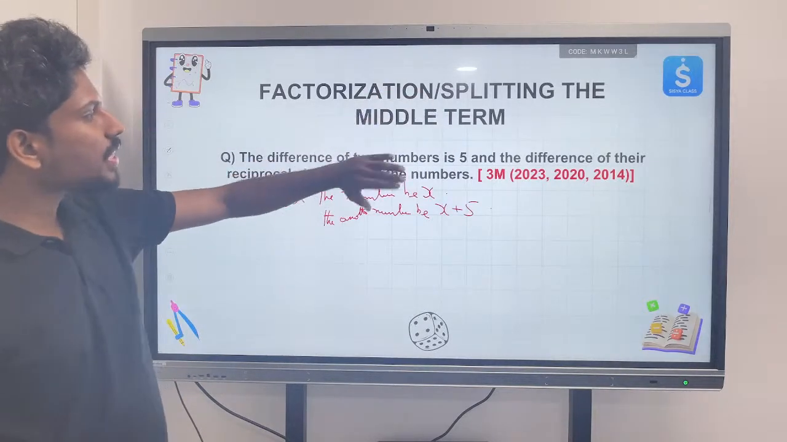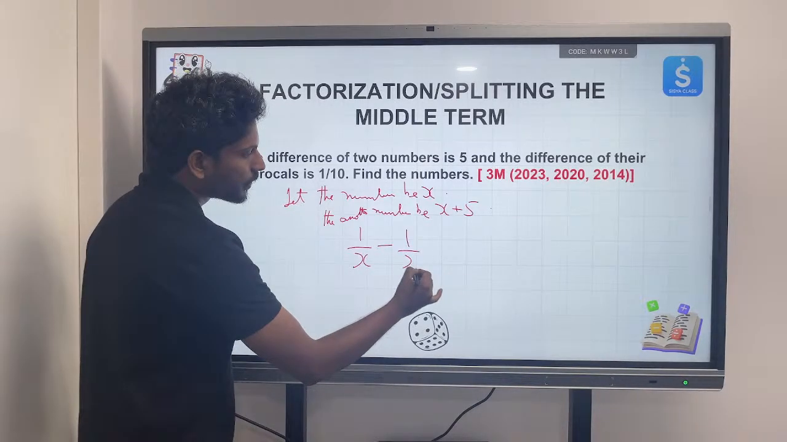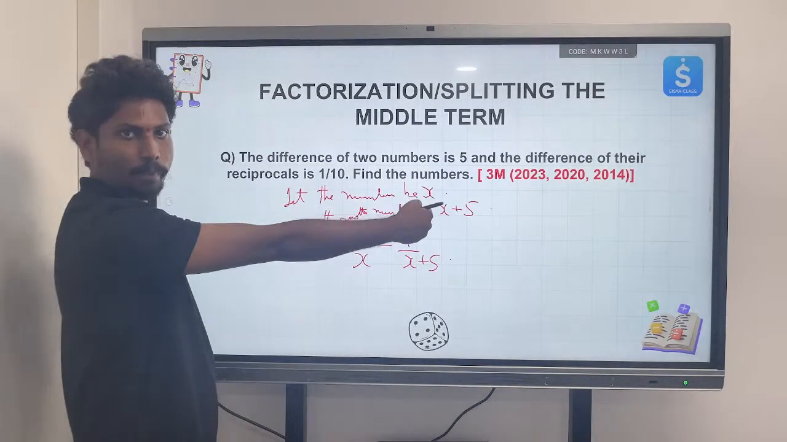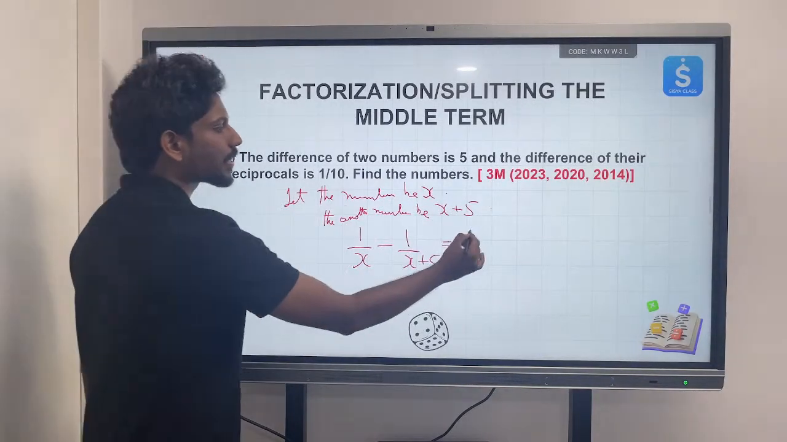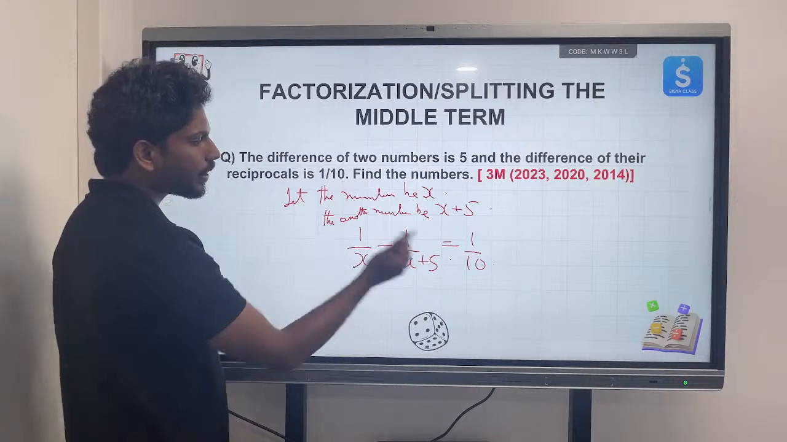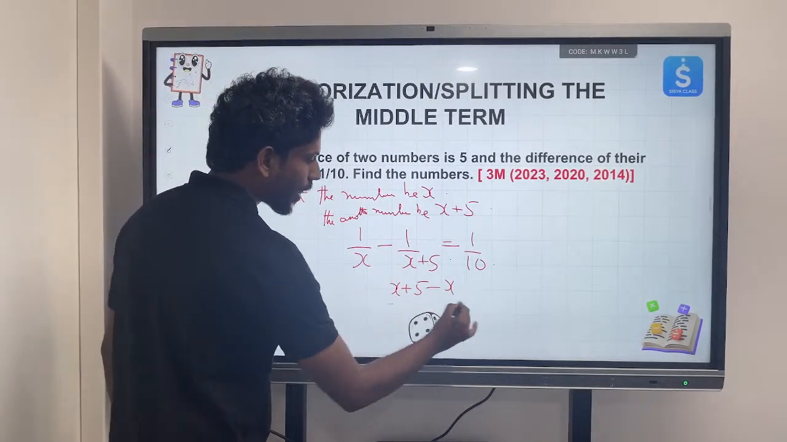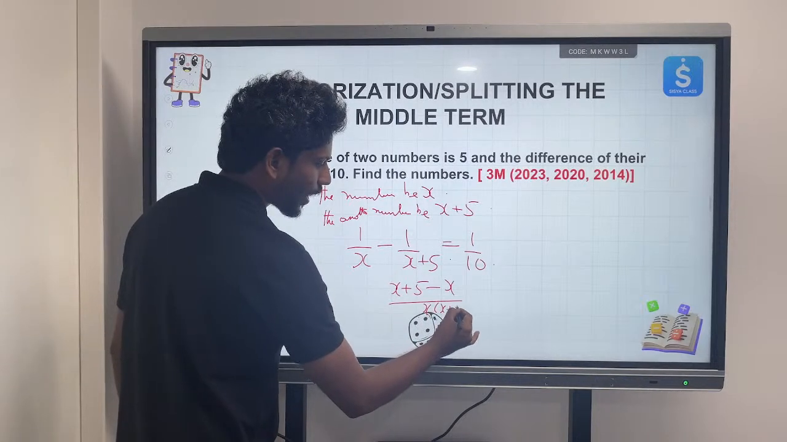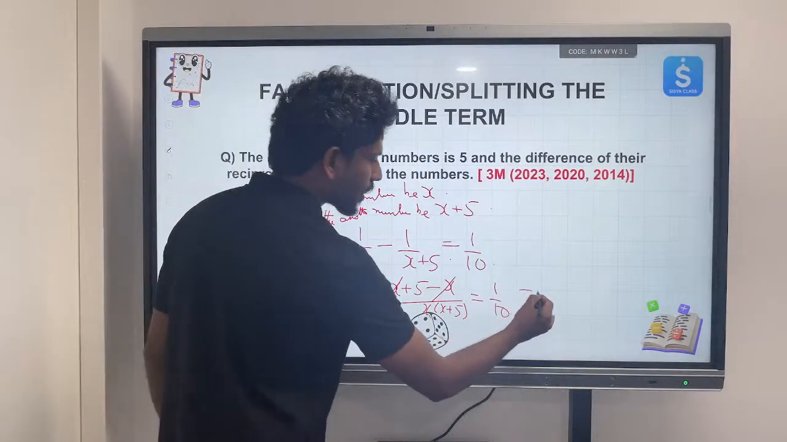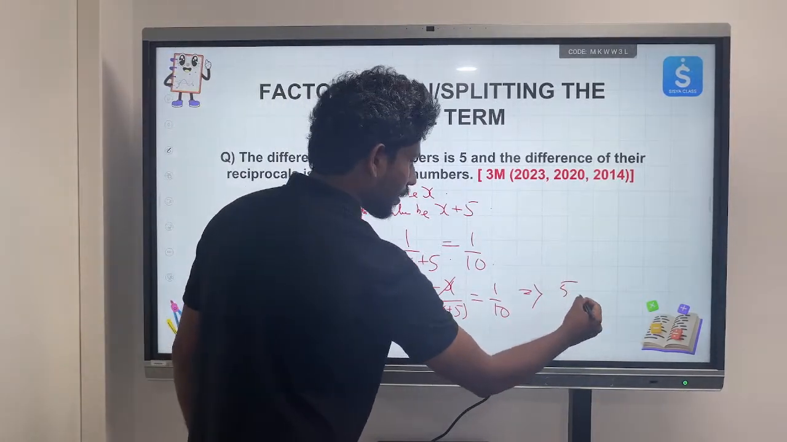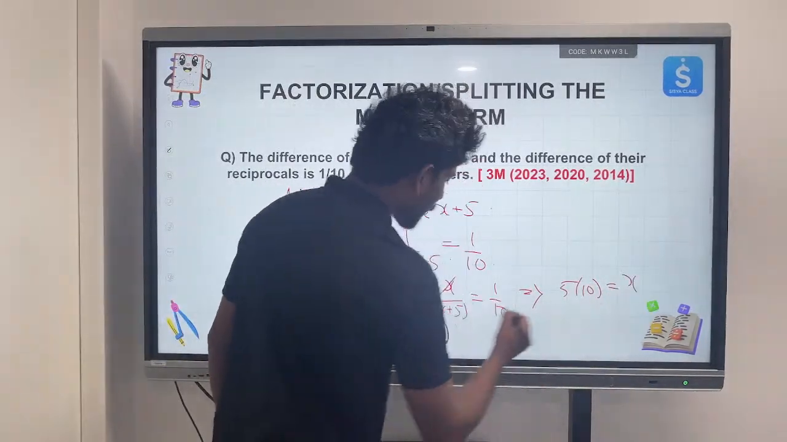Now the difference of the reciprocals, what is the reciprocal of x? It is 1 by x. What is the reciprocal of x plus 5? It is 1 by x plus 5. Now that is equals to 1 by 10. Now can I do the LCM? x plus 5 minus x by x times x plus 5 is equals to 1 by 10. So can I cancel x? So from this I get 5 into 10, I am trying to crisscross, is equals to, what is x into x?